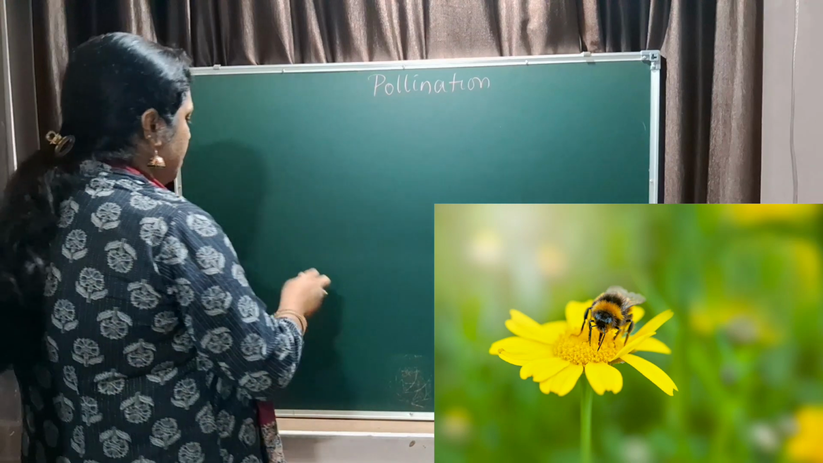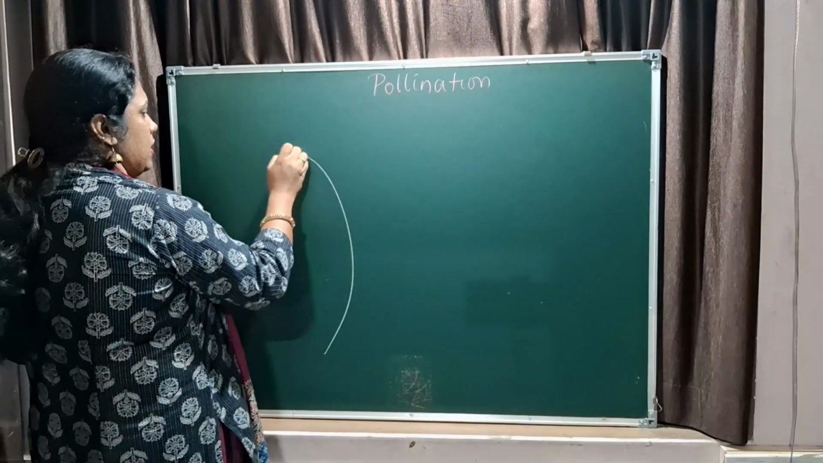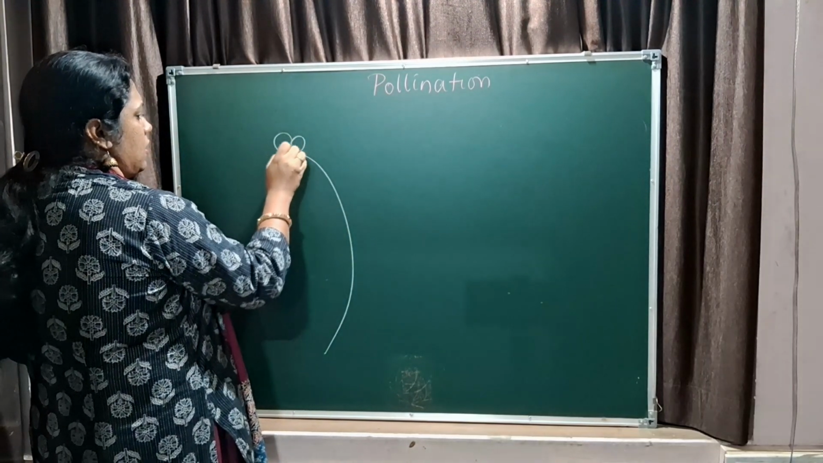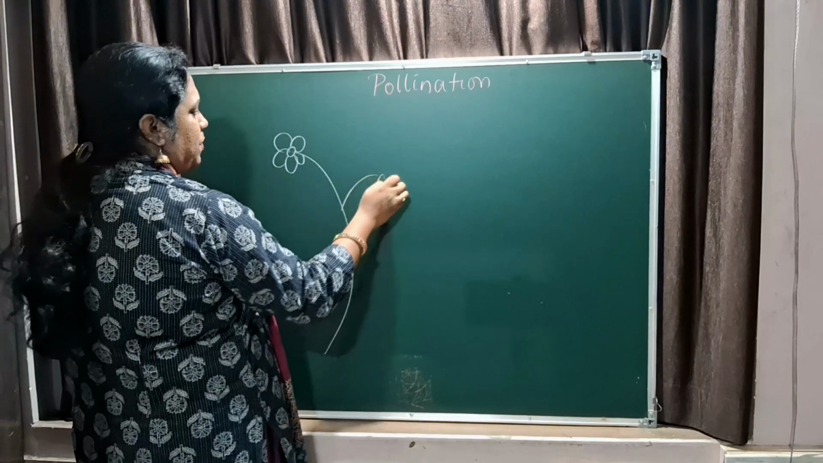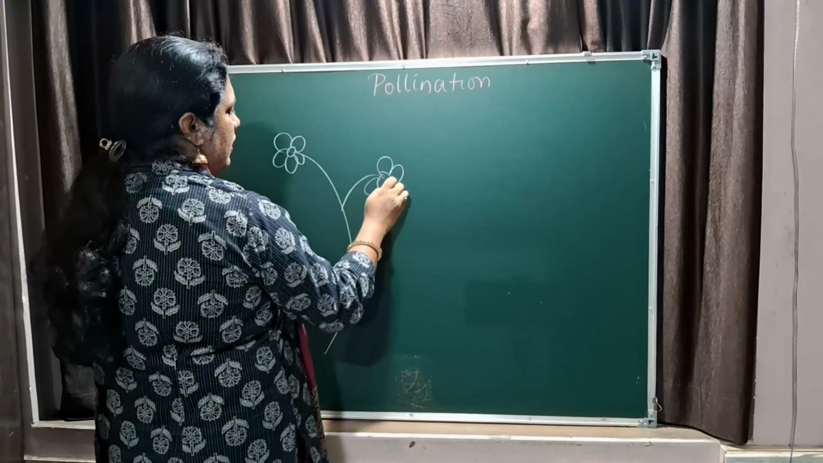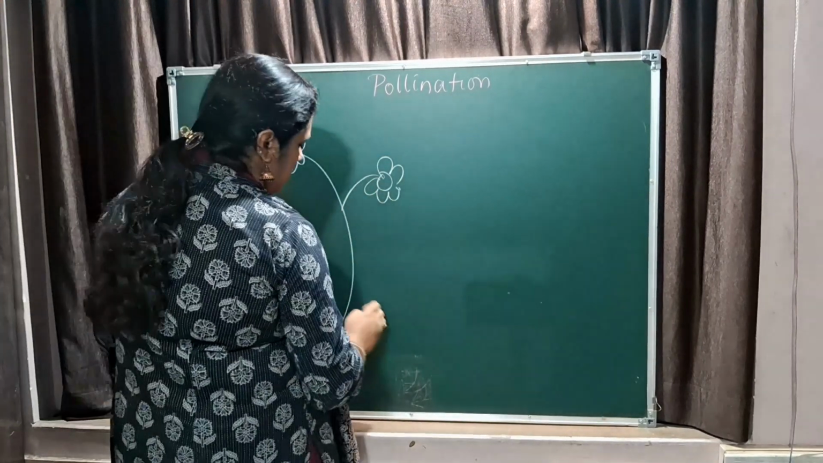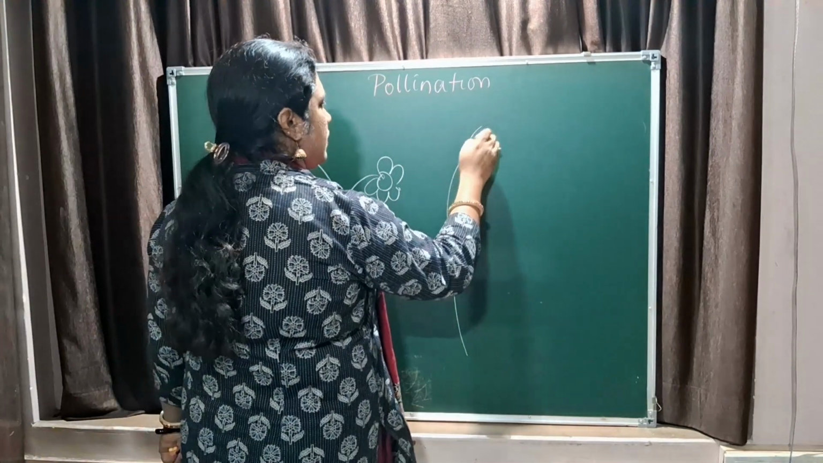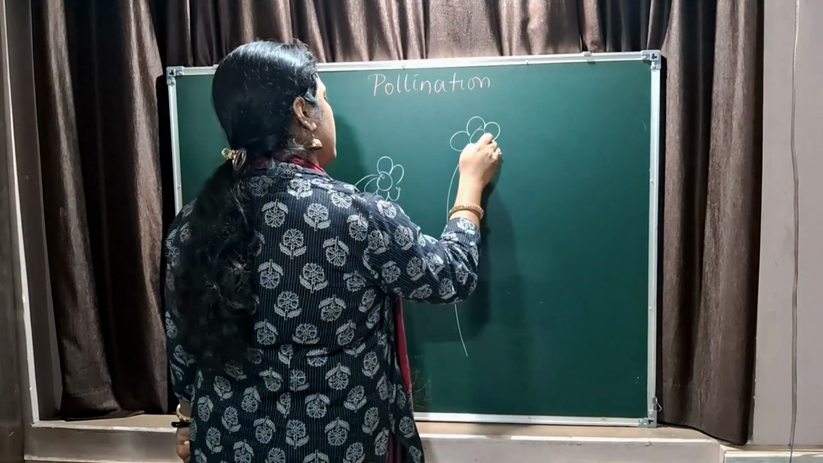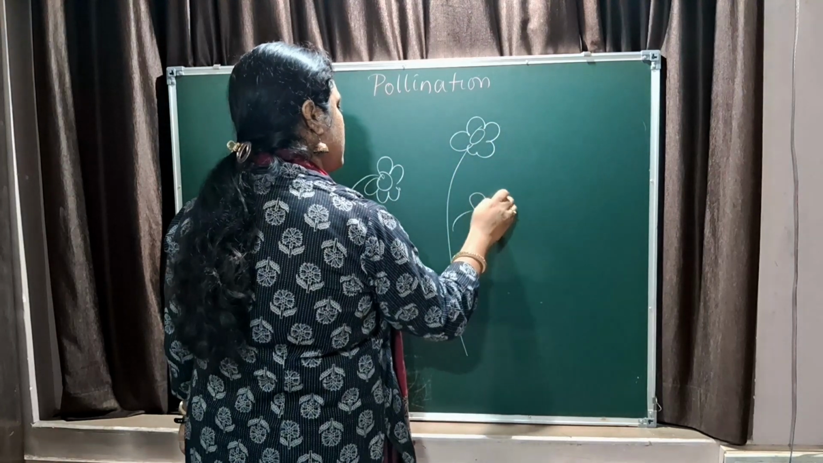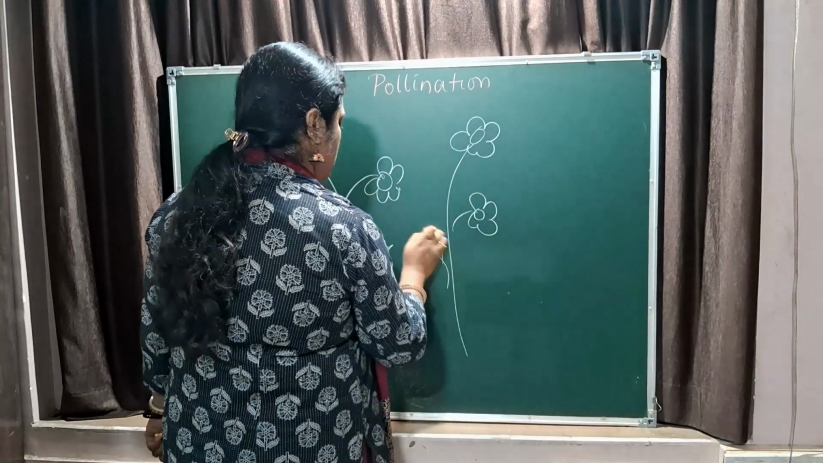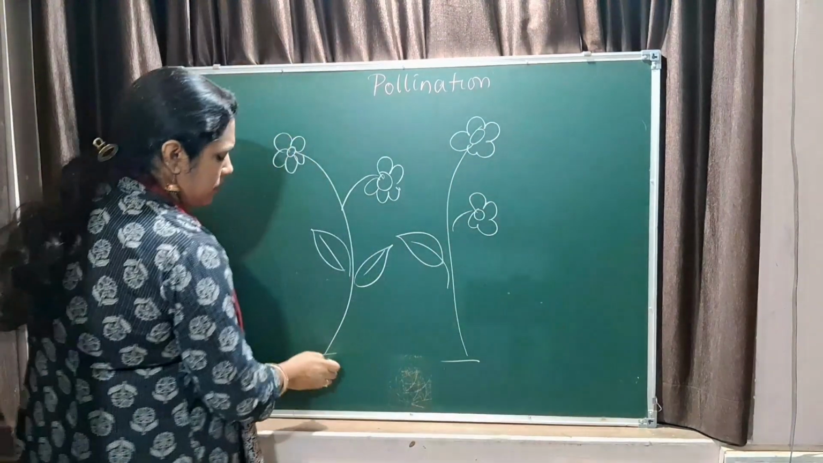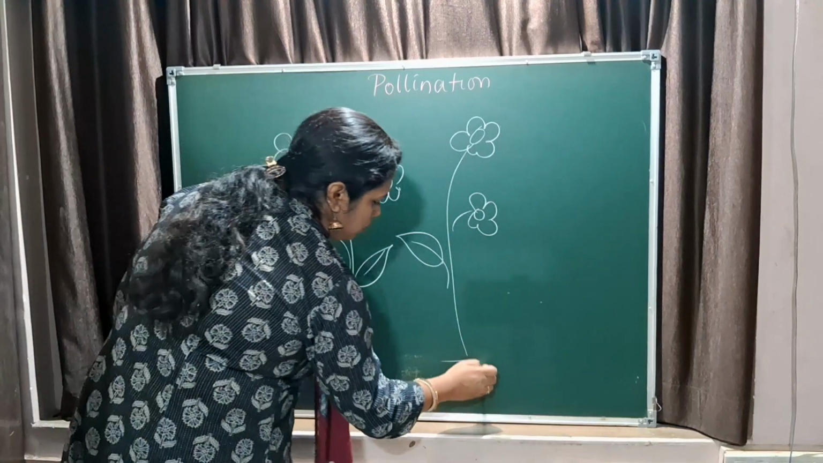So if I have to draw a plant, there is a plant, there is a flower. Please don't mind my drawing. This is just for basic understanding, children, okay? And I'll draw the leaves too. There is another plant of the same species. It has also got flowers, and it has also got the leaf. This is plant 1 and this is plant 2.